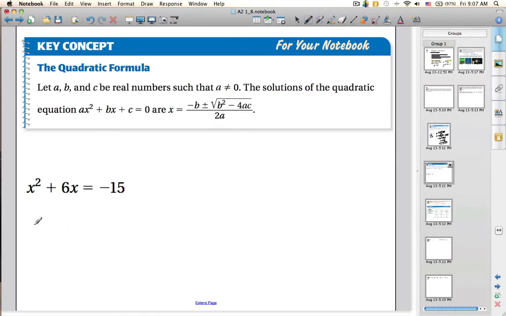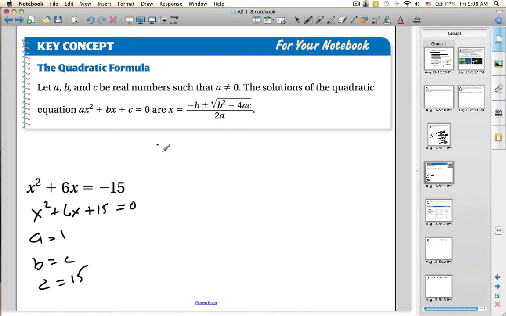Here's another example. Now the difference here is we're not in standard form. You see 15 is on the other side of the equation, so before I can identify a, b, and c, I have to move 15 to where it belongs. So x squared plus 6x plus 15 equals 0. Now I'm ready to identify a, b, and c. A is 1, b is 6, and c is 15.